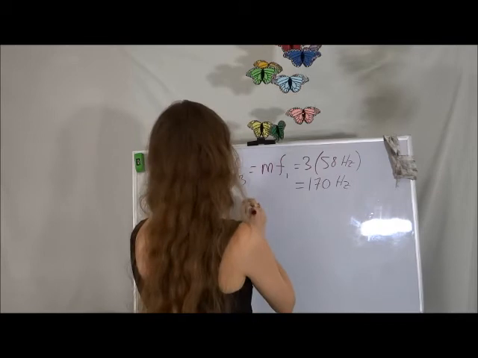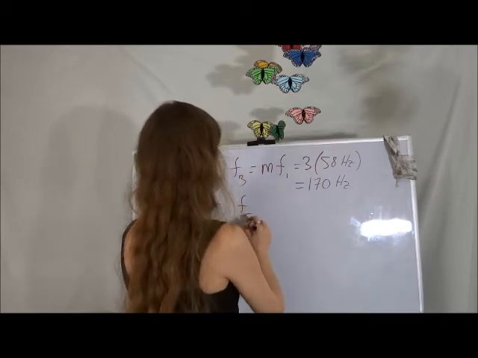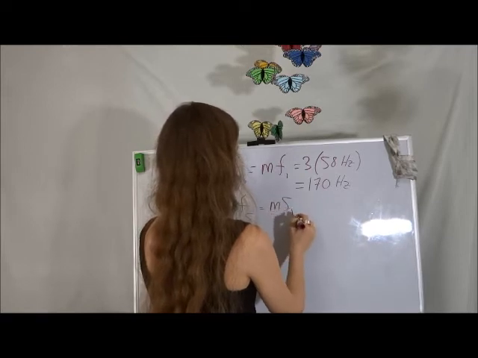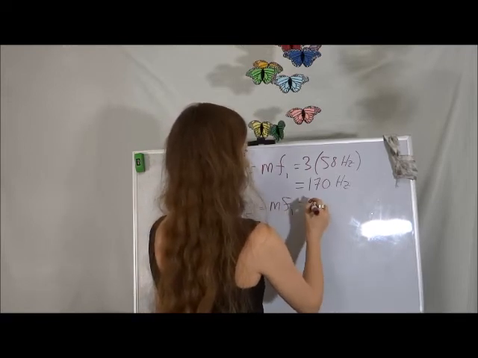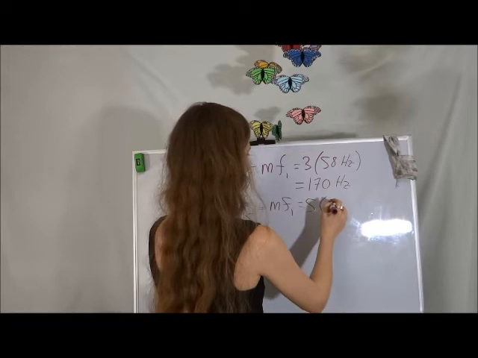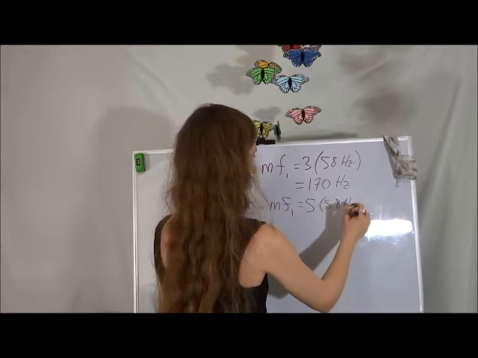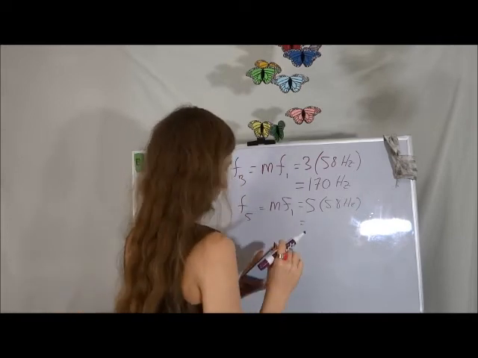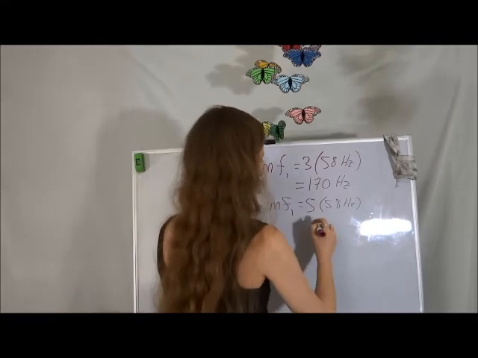Now, lastly, F5 is going to be m times F1, which is going to be 5 times 58 hertz. And that works out to be about 292 hertz.